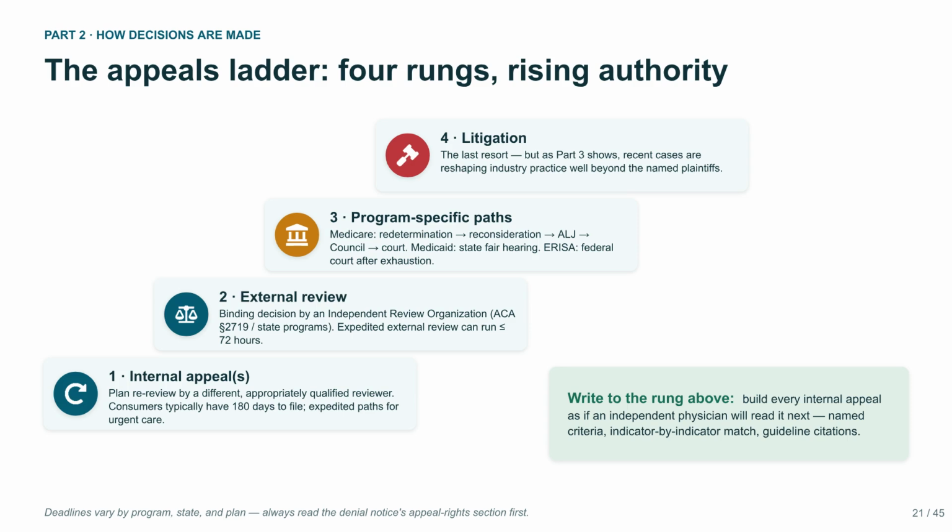When you must appeal, follow the ladder: internal appeal, external review, program-specific paths, and finally, litigation. The professional's habit is to build the internal appeal for the independent reader at the next rung. Use precise indicators and current citations. It is the most effective way to secure a reversal.